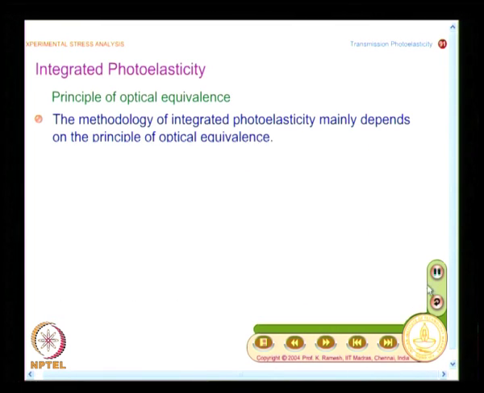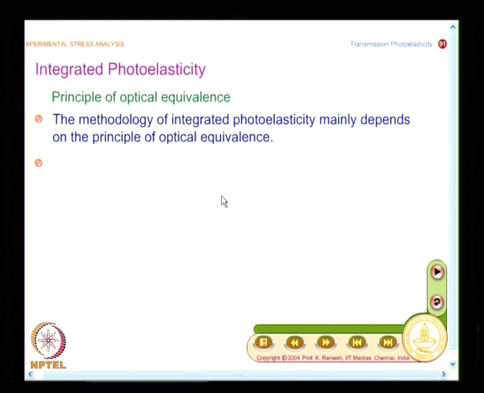Now, we have seen that the conventional 3-dimensional photoelastic approach involves stress freezing and slicing, and you must have really seen that this is experimentally intensive. I am sorry, it is not mathematically intensive, it is experimentally intensive. Now, we are going to look at a process called integrated photoelasticity, and this hinges on a very important principle called principle of optical equivalence.